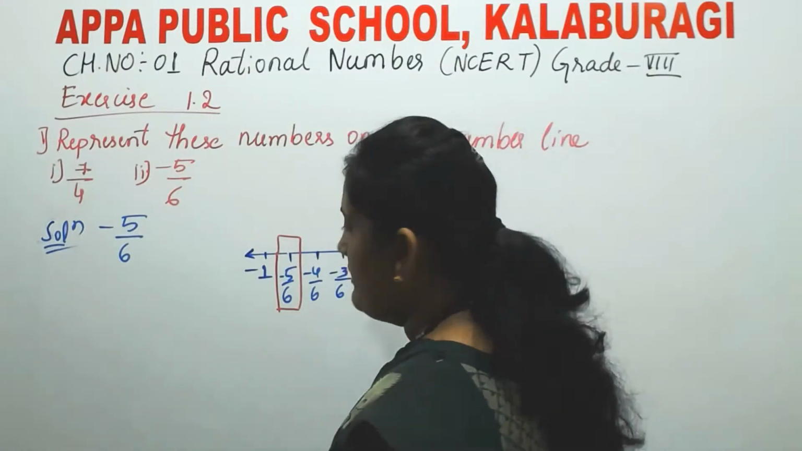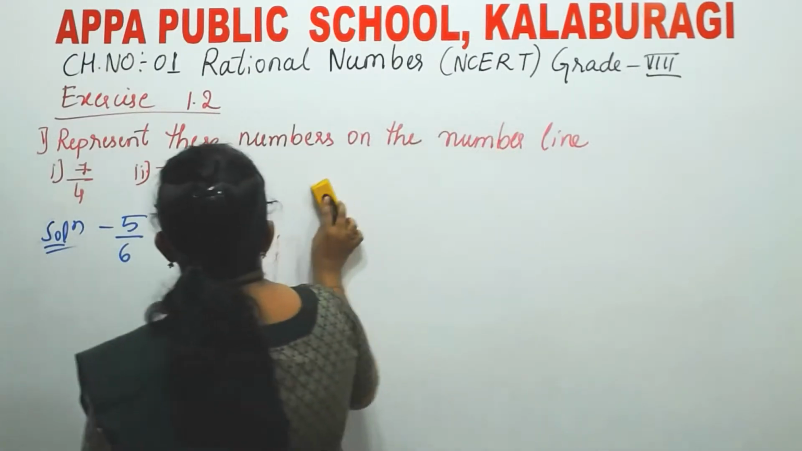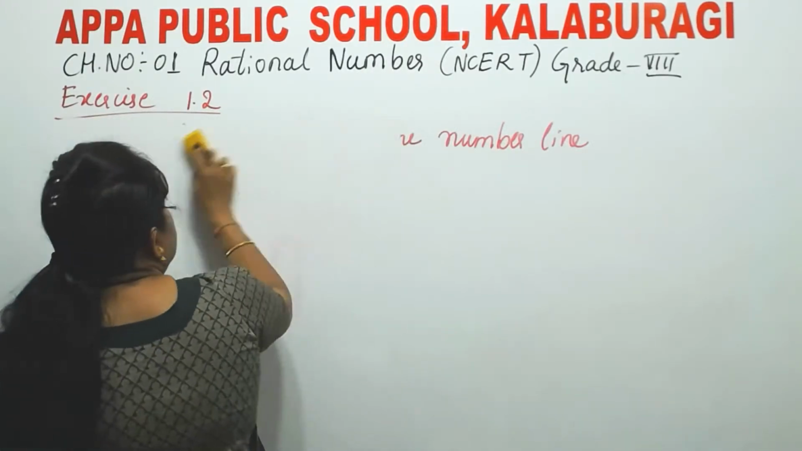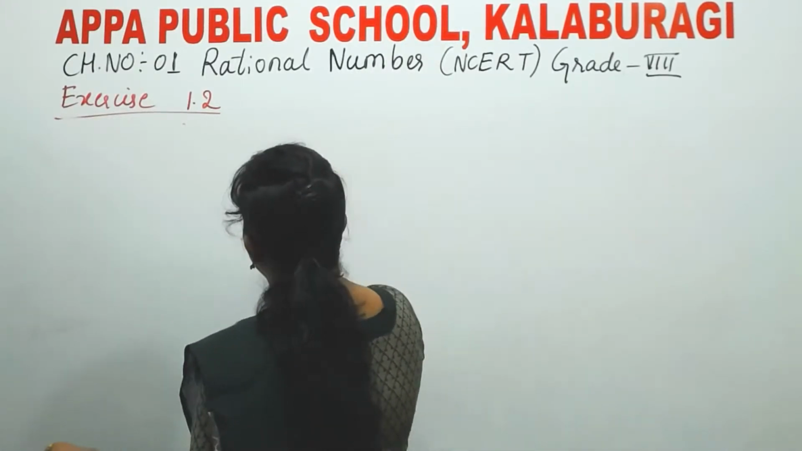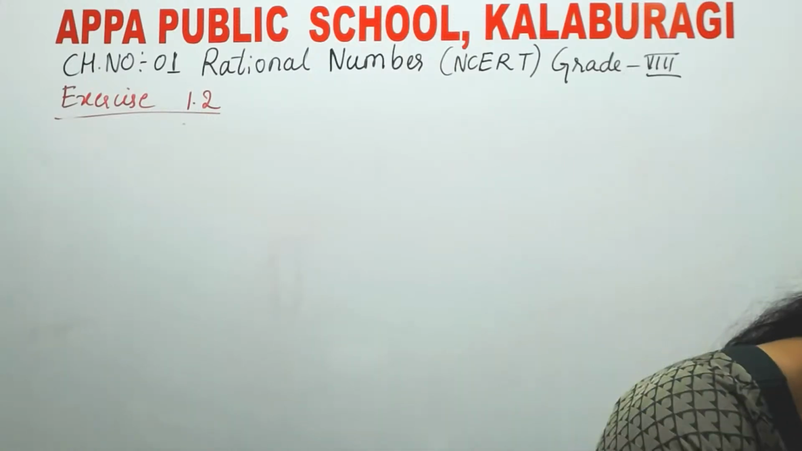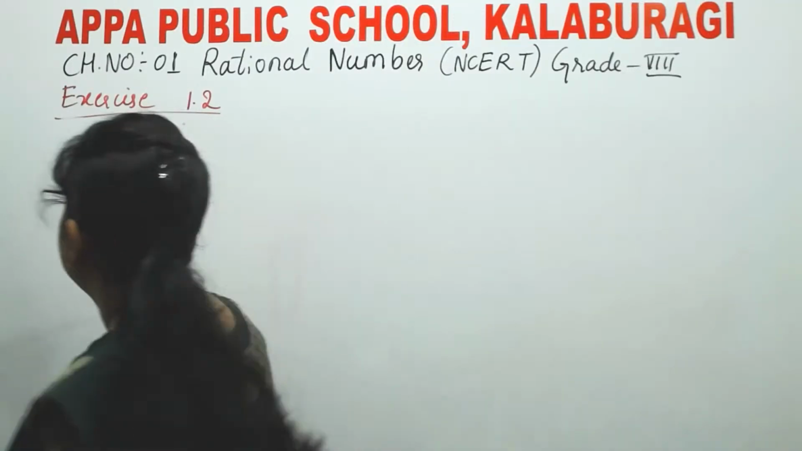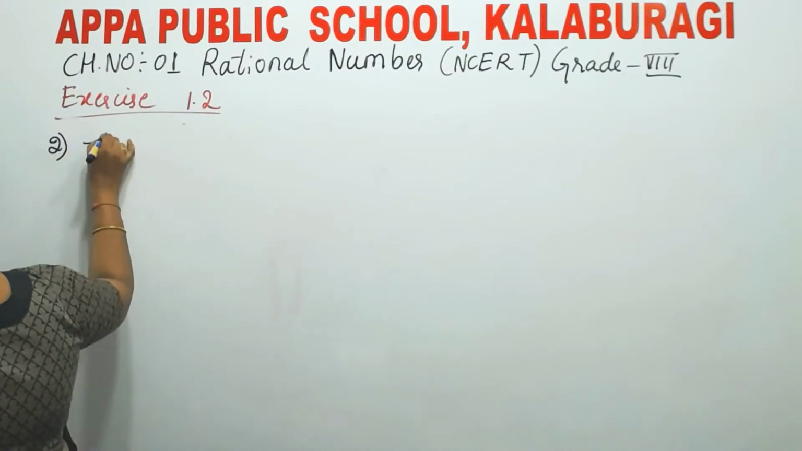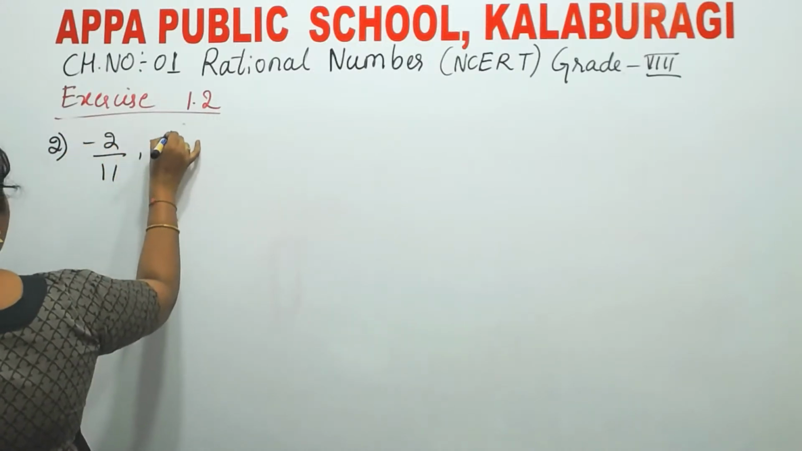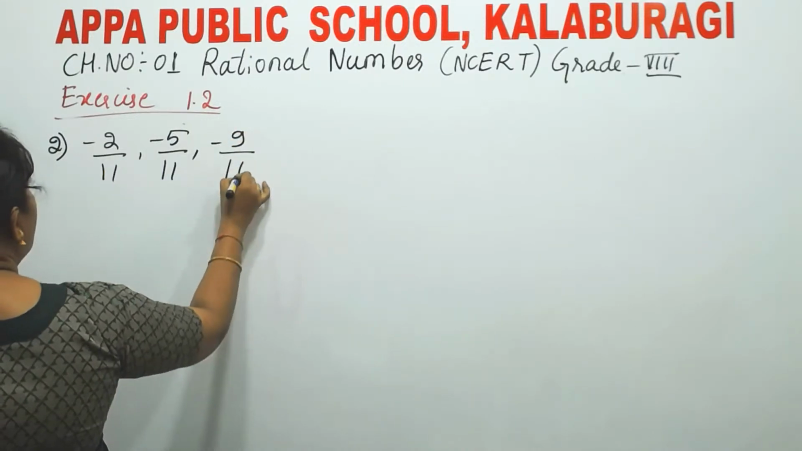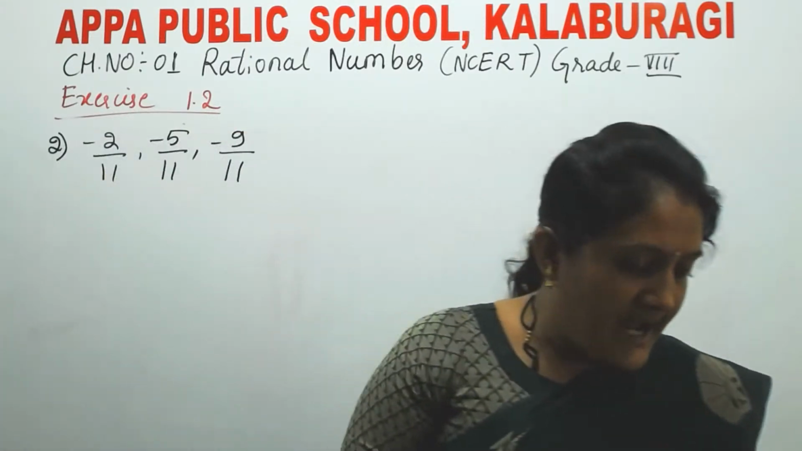Shall we go for the second one? Very good. Second question, the same only. In the second question also they are asking to represent numbers on the number line: minus 2 by 11, minus 5 by 11 and minus 9 by 11 we have to represent on the number line.